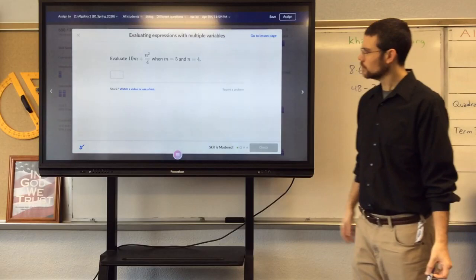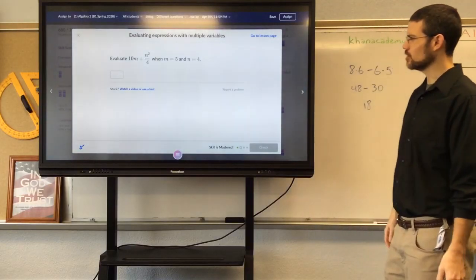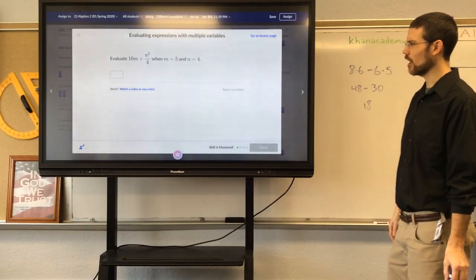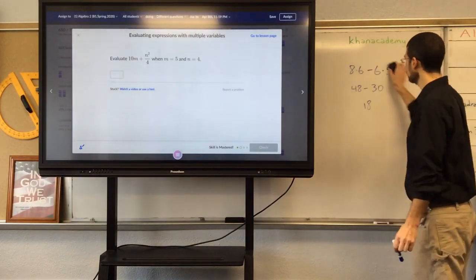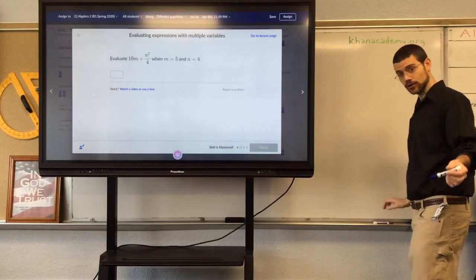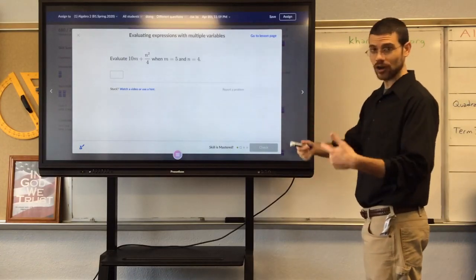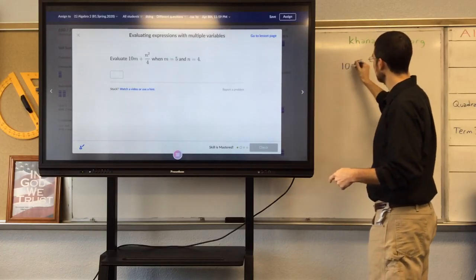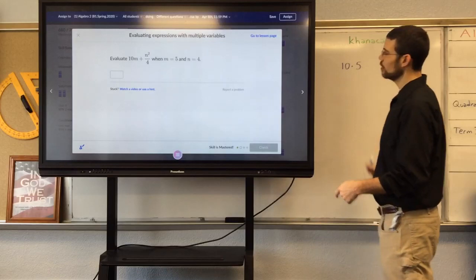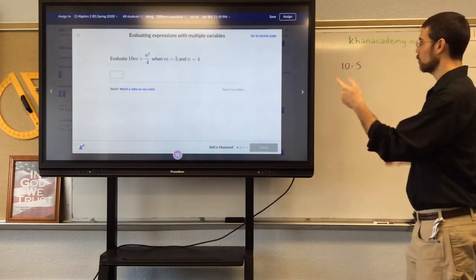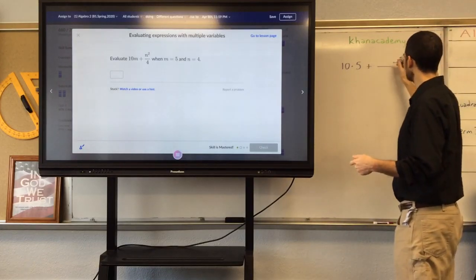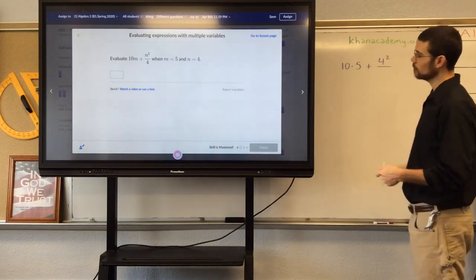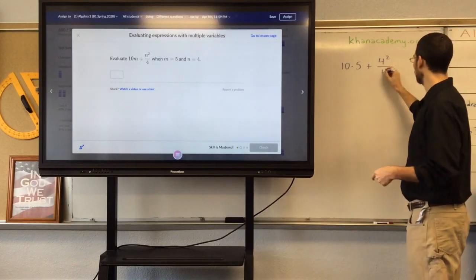All right, next one. Evaluate 10 times m plus n squared divided by 4 when m equals 5 and n equals 4. All right, so we'll first substitute the numbers they gave us for the variables they're equal to. So 10 times m is 10 times 5, because 5 is m, plus this fraction, we're squaring n, which is 4, so we substitute that, and then divided by 4.